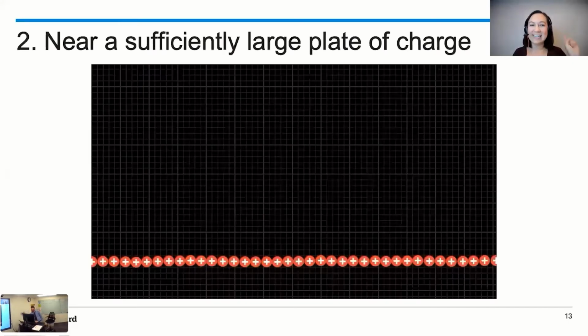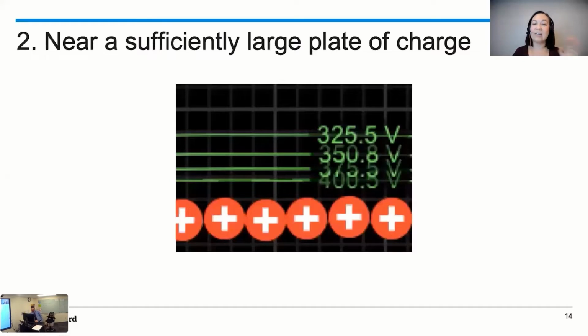The answer is yes. If you are sufficiently near a large plate of charge, then you can still have equally spaced isolines. The reason this picture is a little bit grainy is because in order to see this effect, you need to either have a sufficiently large plate, or be sufficiently close to the surface of a small plate. Hence the zooming and the fuzziness in this picture. In this case, the isolines are 25 volts apart, and they're mostly equal. The closer you get to the plates, the more equally spaced they will be.